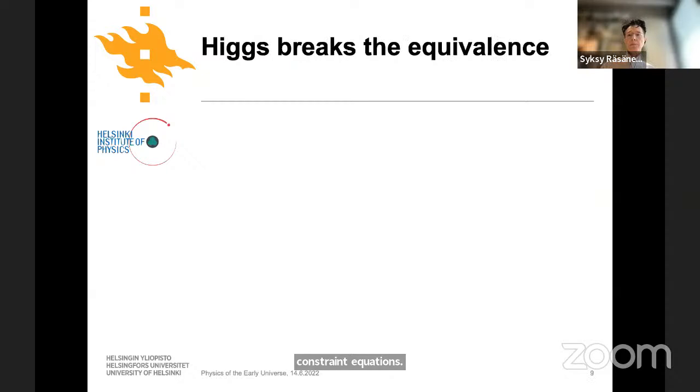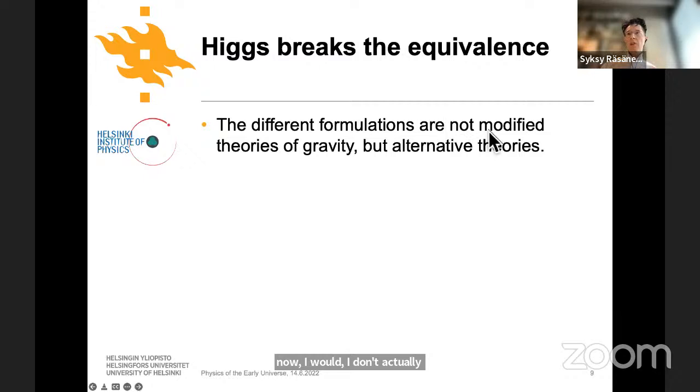Now, I don't actually like to call these modified theories of gravity. I would rather call them alternative theories, in the sense that if you're in the metric formulation and you have the Einstein-Hilbert action, R, of the Ricci scalar, and then you add alpha R squared, then this is a modification of the original action that builds on it. But the teleparallel formulation and the Palatini formulation, in some sense, do not build on the metric formulation. They are not different branches, they're different roots.